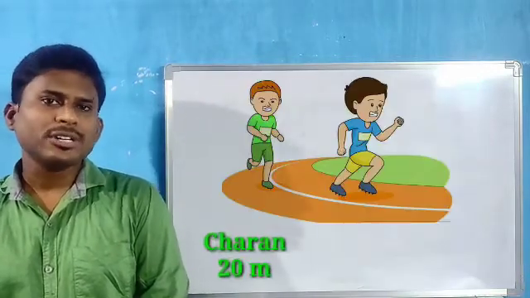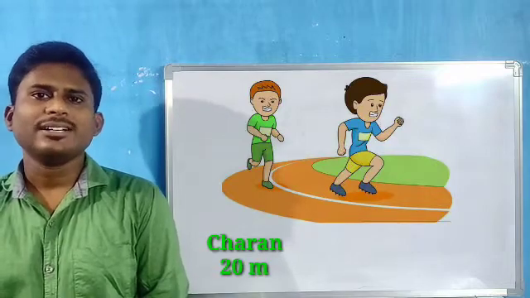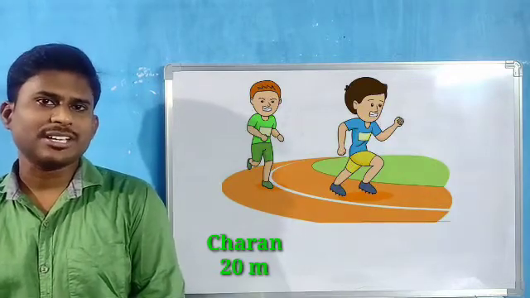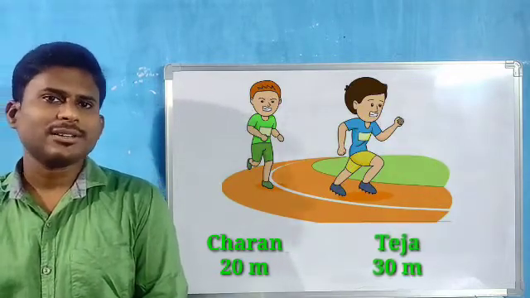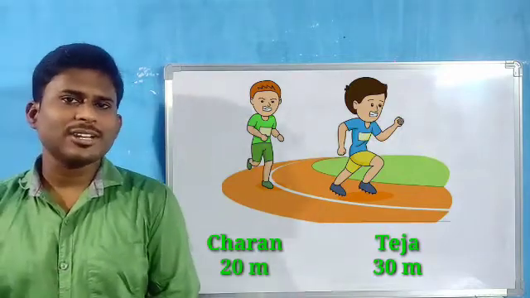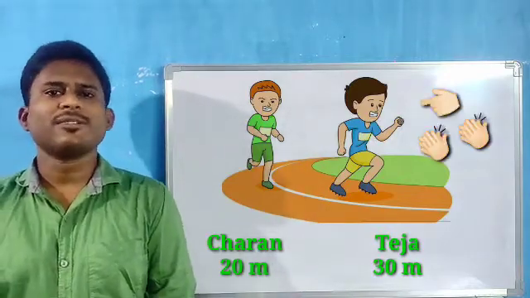One day Charan and Teja kept a competition in a ground, to see who will run more distance. Now here Charan covered 20 meters, children. And as Teja is very energetic, he covered 30 meters. So who is the competition winner, children? Teja will be the winner of the competition.